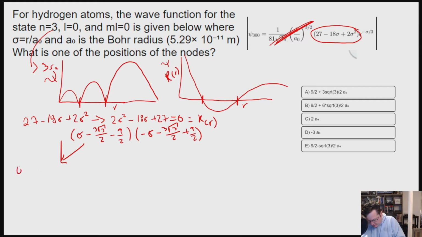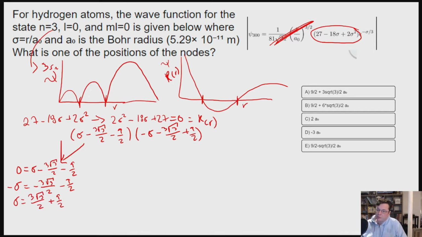We have 0 is equal to sigma minus 3 times the square root of 3 over 2 minus 9 halves, right? So we rearrange that. What we get is negative sigma is equal to negative 3 times the square root of 3 over 2 minus 9 halves, right? Sigma now is equal to 3 times the square root of 3 over 2 plus 9 halves, right? Because we're multiplying by negative 1 in that case. So that way it's that.